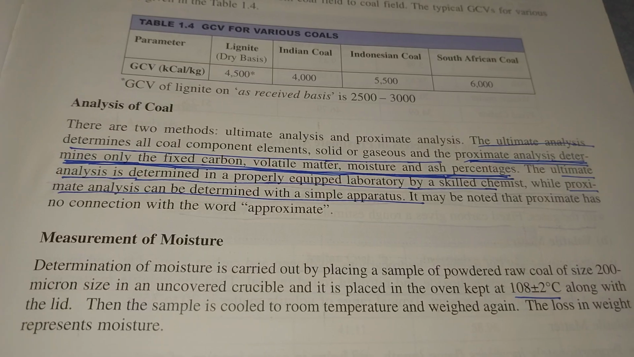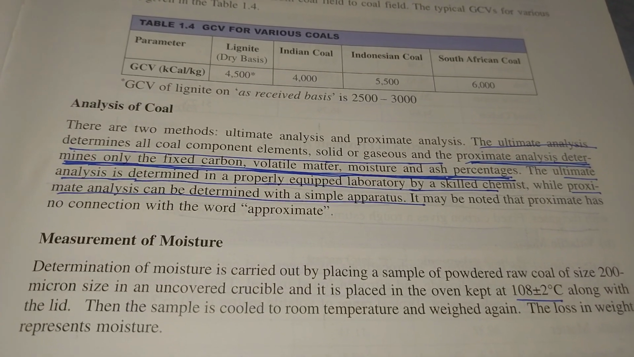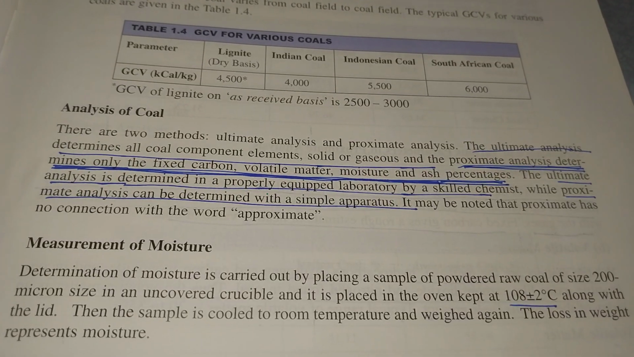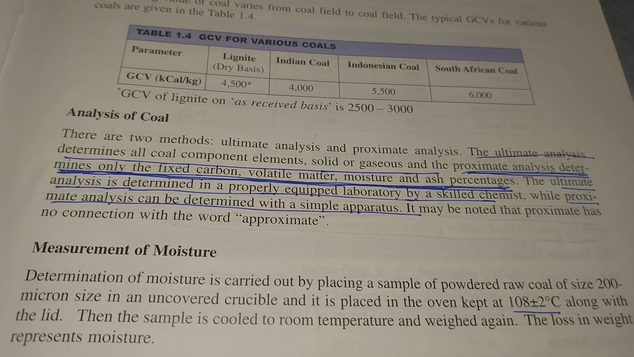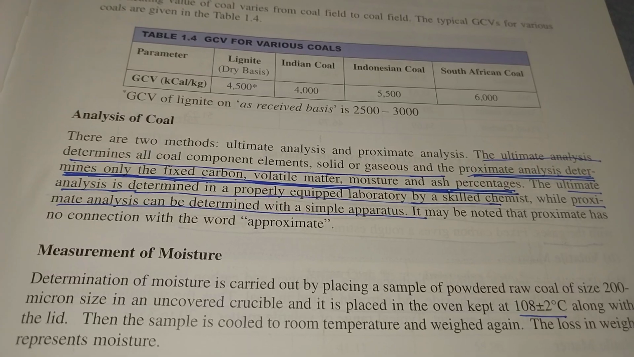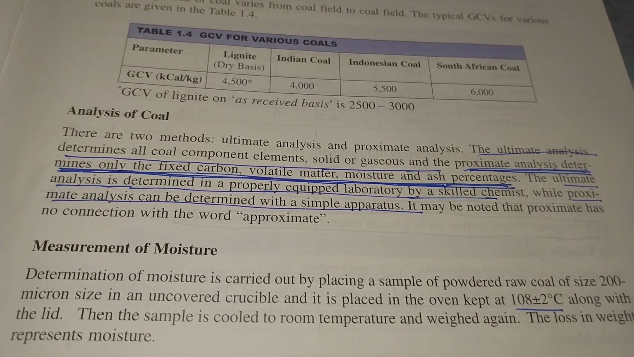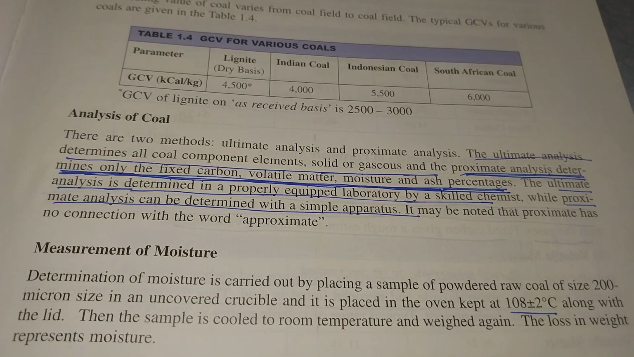The boiling point of water is 100. So at 105 degrees centigrade, after being heated for an hour and so, no water content will remain there. So the sample is free from moisture. So the loss in weight represents the moisture.